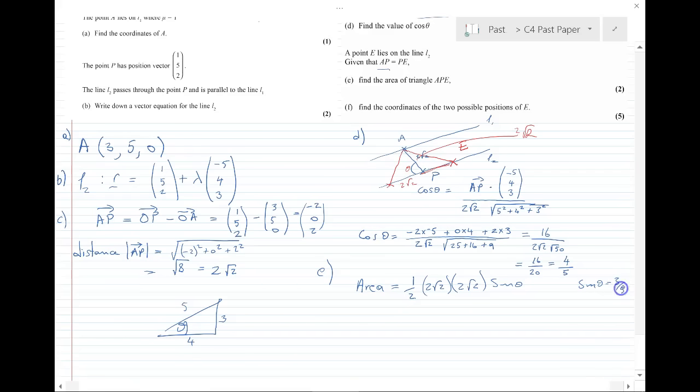I haven't used a calculator. Some people might have done anyway, but sometimes I wish they didn't allow calculators on all of the pure papers.